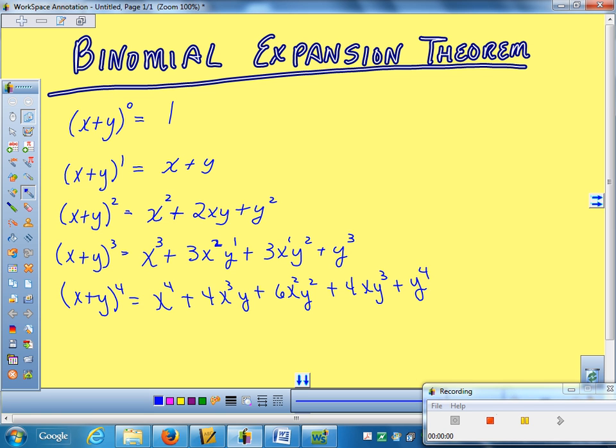But where did I get the weird numbers? Why is it 1, 4, 6, 4, 1? Those coefficients don't look like they've got a pattern. Maybe 1, 3, 3, 1 looked a little better at the third power. You thought maybe there's something with the 3s. But why a 6? Well, has anybody ever heard of Pascal's triangle?